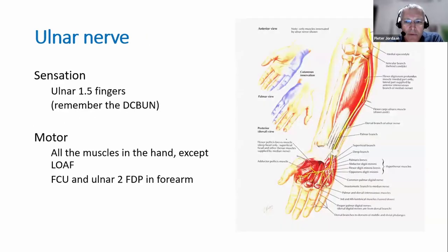When you get to the ulnar nerve, I'm sure you all know the sensory supply as well. The ulnar 1.5 fingers, volar and dorsal. Just again, remember the dorsal cutaneous branch branches off about 7 centimeters above the wrist. So any injury below that will not affect the dorsal sensation of the hand. Motor function of the ulnar nerve is the reverse of the median nerve, basically. So all the muscles in the hand except LOAF, and then the forearm, FCU, and your ulnar 2 FDPs.